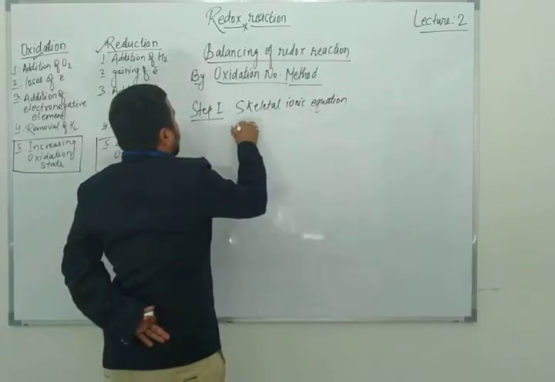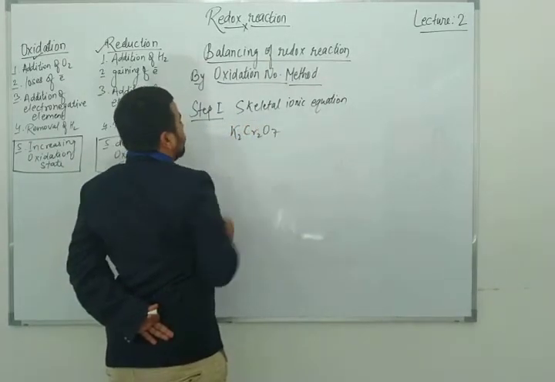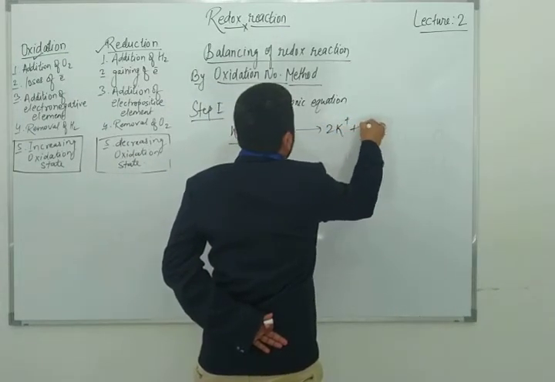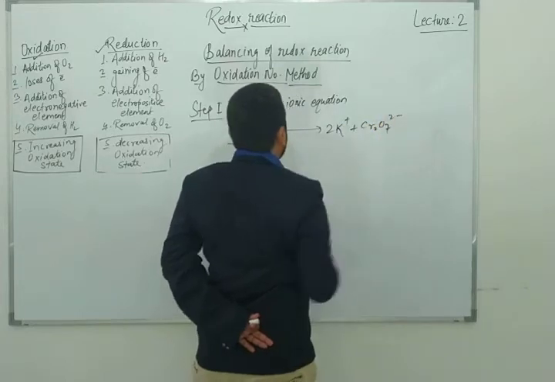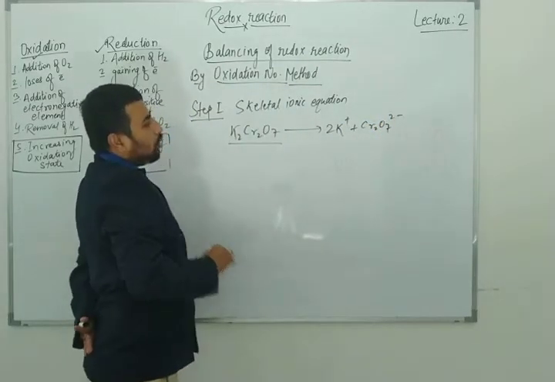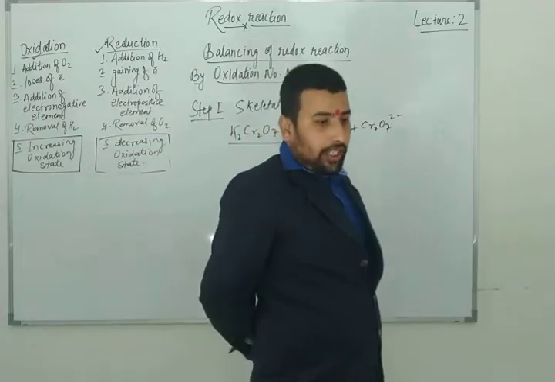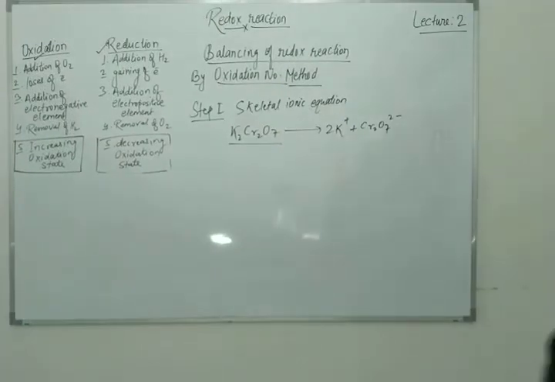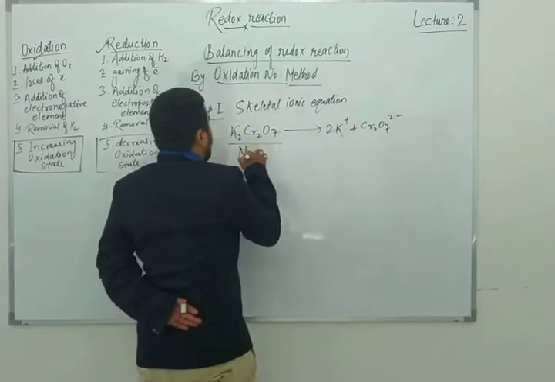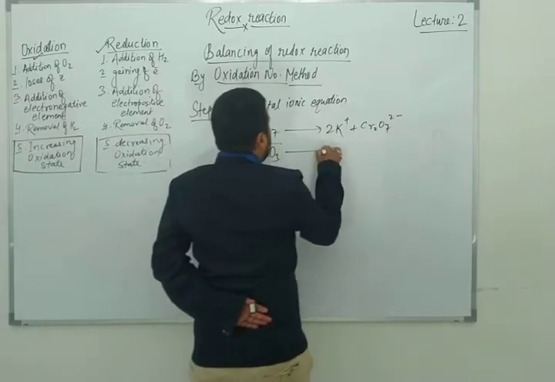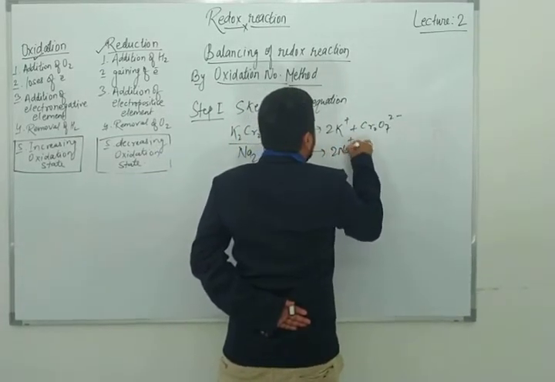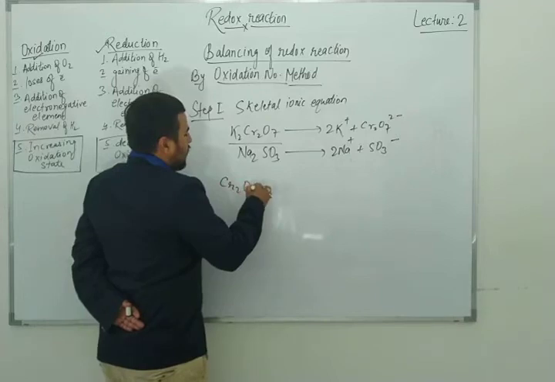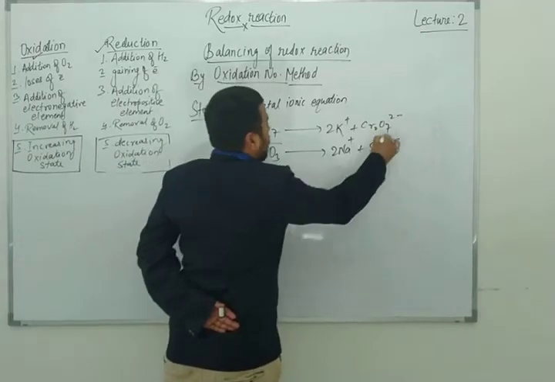You know K2Cr2O7, right? What is this? Potassium dichromate. It turns into 2K+ and Cr2O7 2-. Sodium sulfite, Na2SO3, turns into 2Na+ and SO3 2-. Now tell me about this: Cr2O7 2- plus SO3 2-.